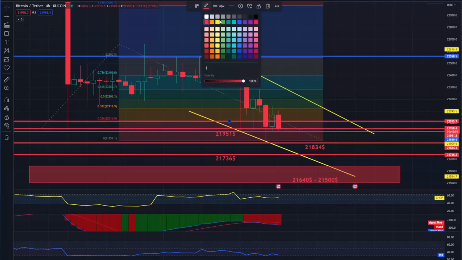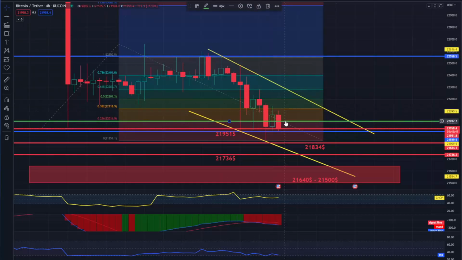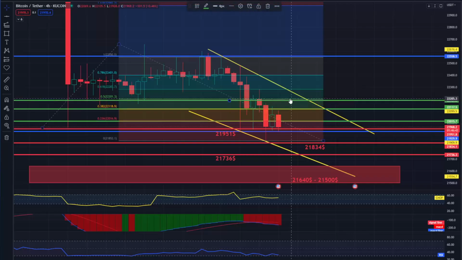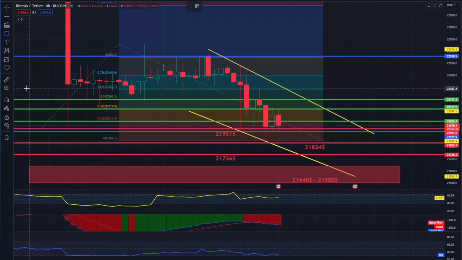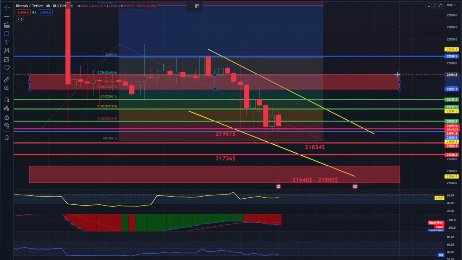And as you can see, we have the first resistance at $22,016, the second at $22,118, the third at $22,197. And then we have a strong resistance zone from $22,283 to $22,403.